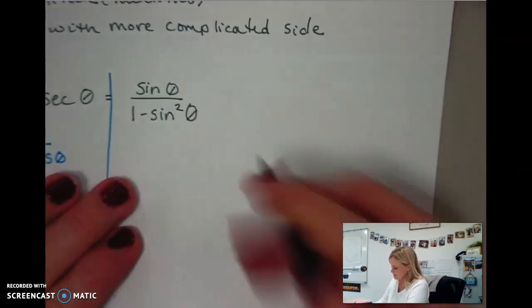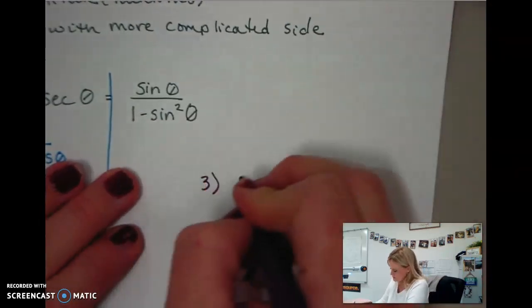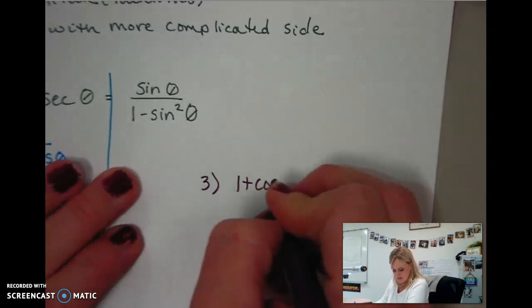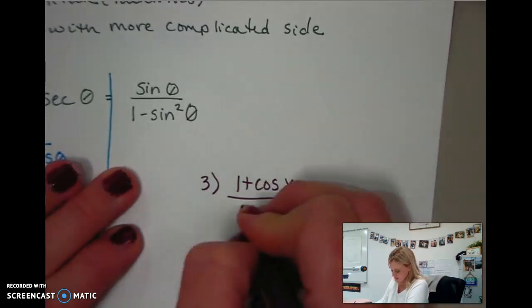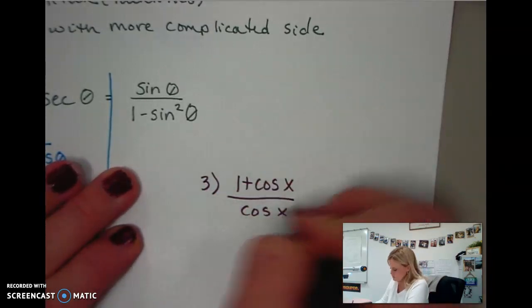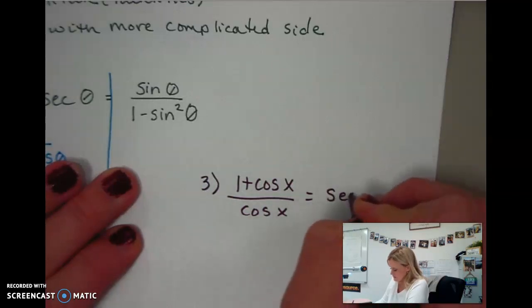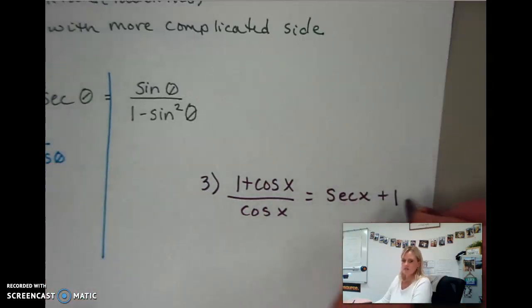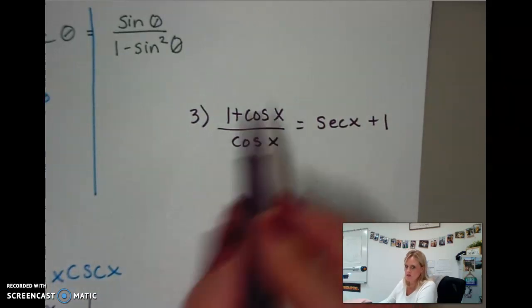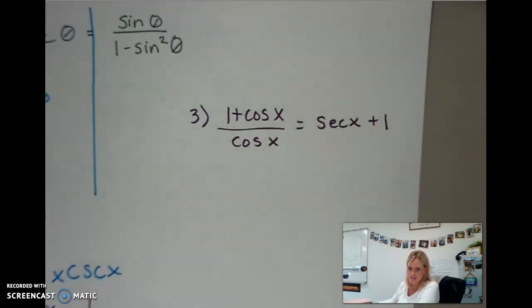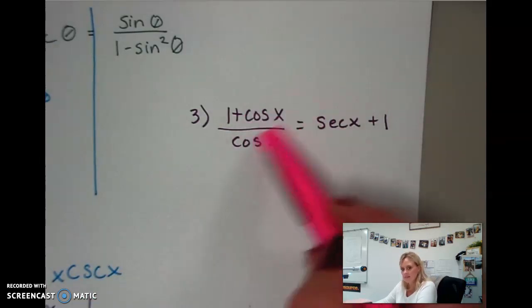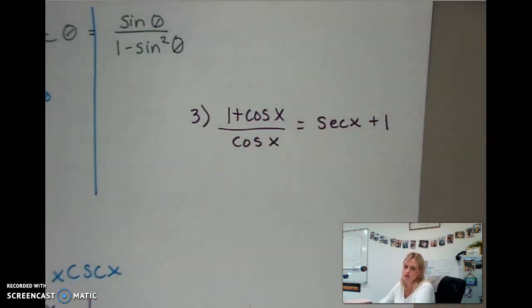All right, where things get a little bit more complicated is when we start seeing things with adding and subtracting in them, and they do not have squares. So 1 plus cosine of x is not the same as 1 minus cosine squared of x. This is just more in that linear form versus quadratic.